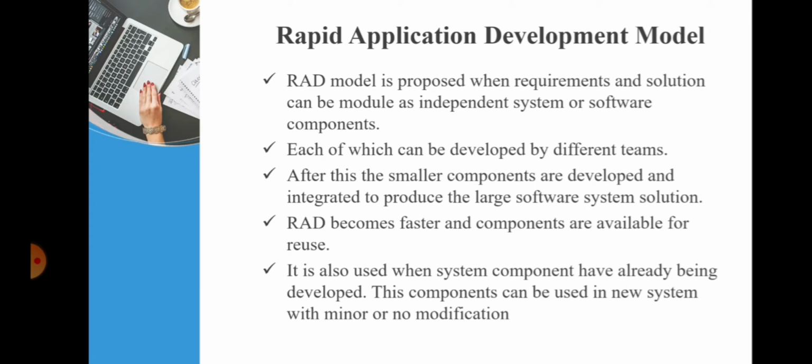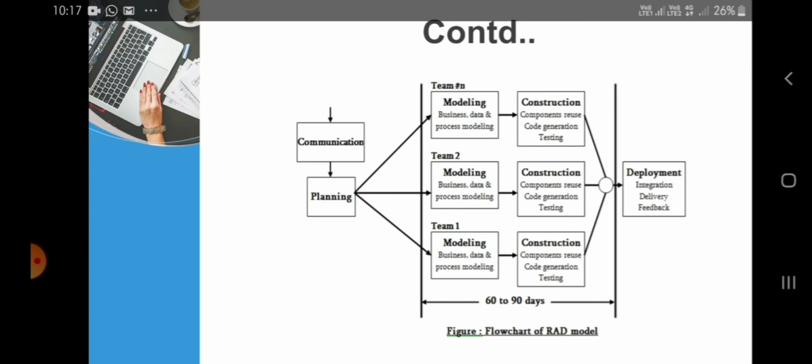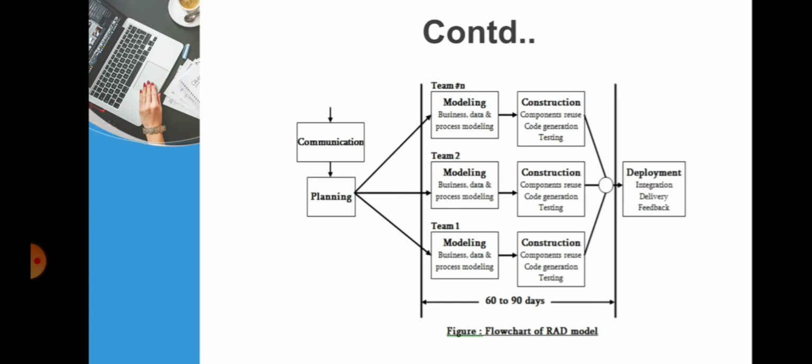So the RAD model becomes very fast and it is finished within a very short period of time, and the components which are available can be used again and again. Here you can see the diagrammatic representation of the RAD model, which consists of modeling phases such as business modeling, data modeling and process modeling. At last you can see the whole integration of smaller software components developed by the different development teams.